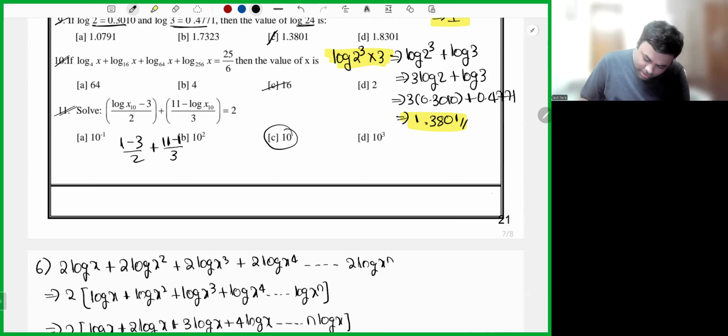Yeah. What is 1 minus 3? Minus 2 by 2. 11 minus 1, 10 by 3. Do you think this will be equal to 2? Impossible, sir. It won't be equal to 2. So C can't be the answer.